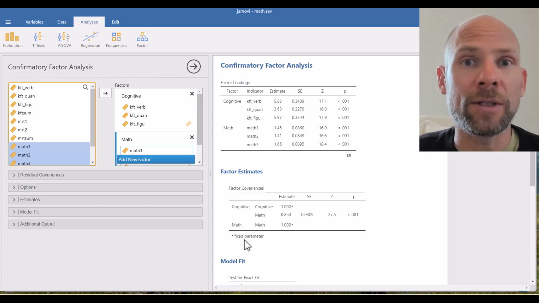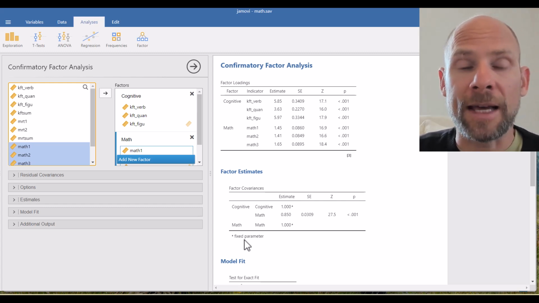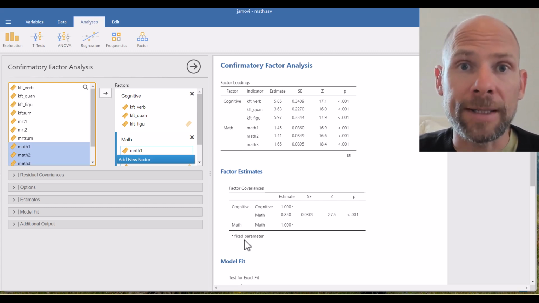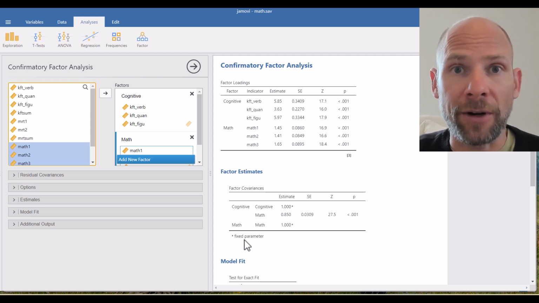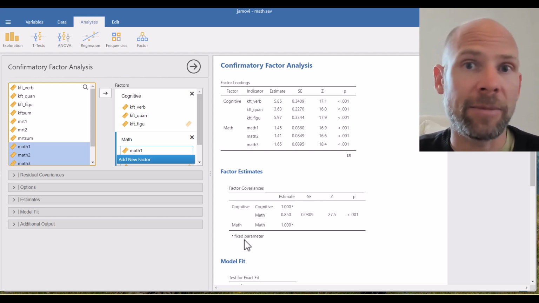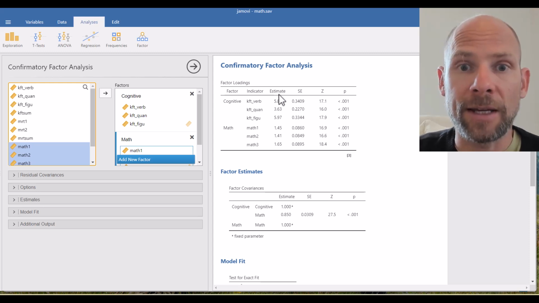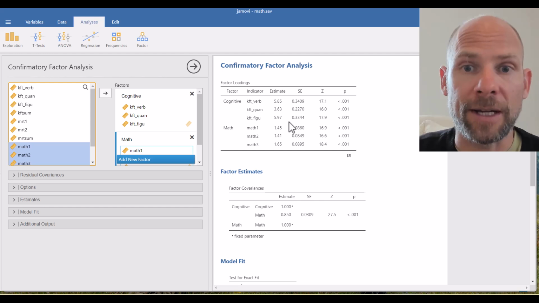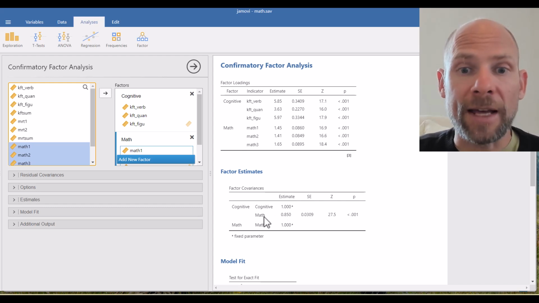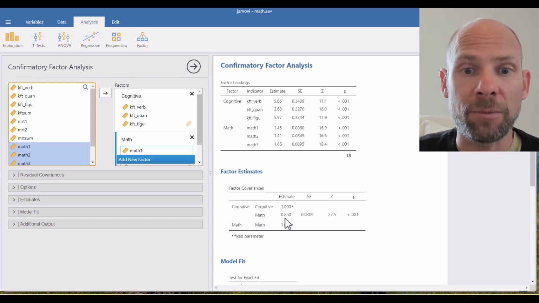So the default setting in Jamovi is that the model is identified by fixing factor variances to 1 and estimating all factor loadings. And you can see that here all the factor loadings are being estimated freely. They all have a standard error, they all have a z-statistic and a p-value. Furthermore, Jamovi estimates by default the covariance between the factors. In this case, cognitive with math is 0.85.